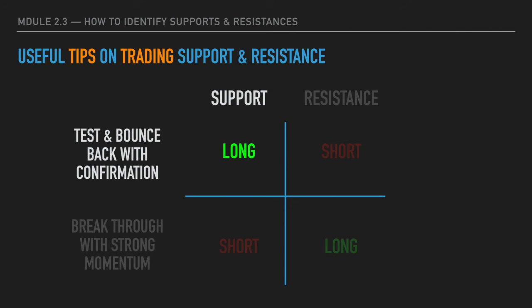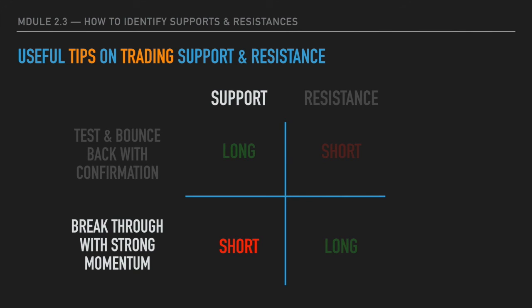For example, let's take a look at the support first. When the price tests the support and bounces back from the support going higher, you should look for potential long trade setups. However, when the price breaks through the support level with high volume and strong momentum, it could be a potential breakdown, and then you should look for short trade setups.